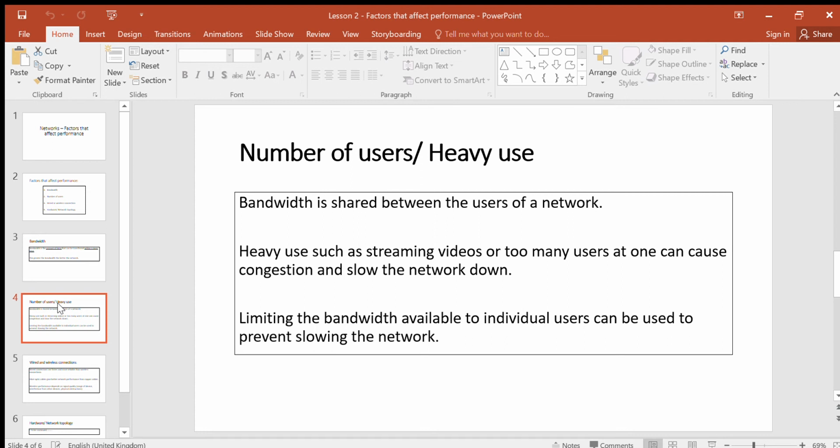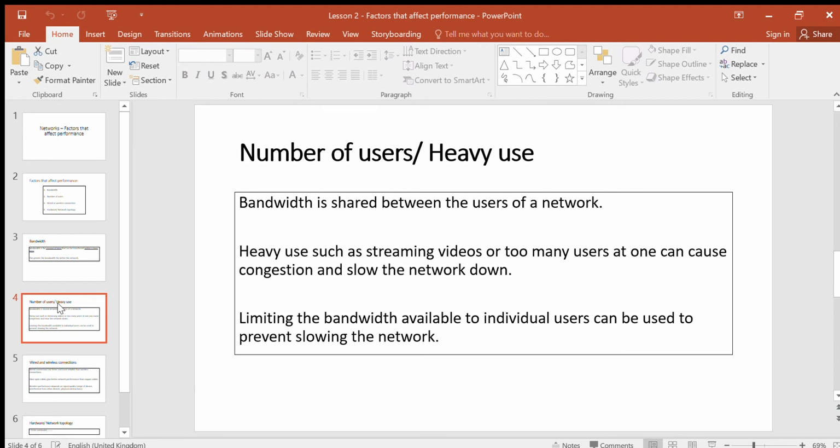So that can slow the network down. Something that your network manager can do to try and limit the performance loss is limit the amount of bandwidth that each user can access. So that might mean if you are on a school or college network, you might not be able to stream videos because you're not given that bandwidth allowance. But what it does mean is a greater number of users can all access the websites they need for the research that they're carrying out.